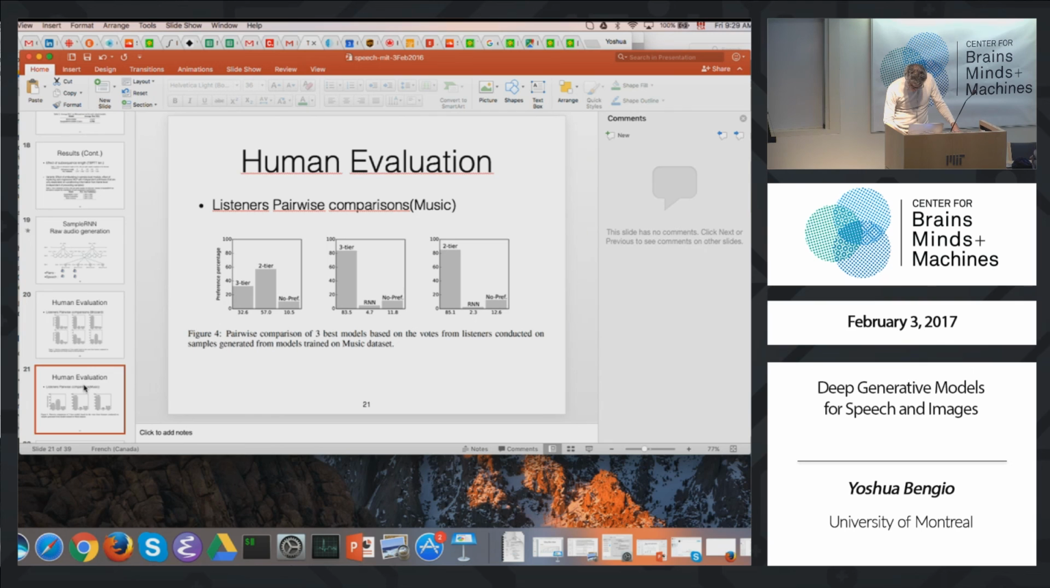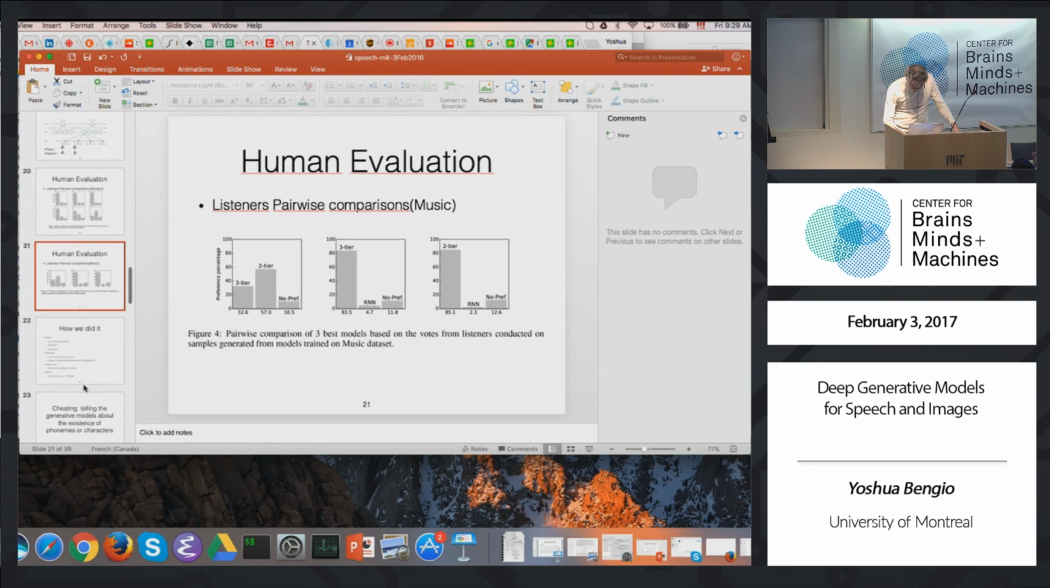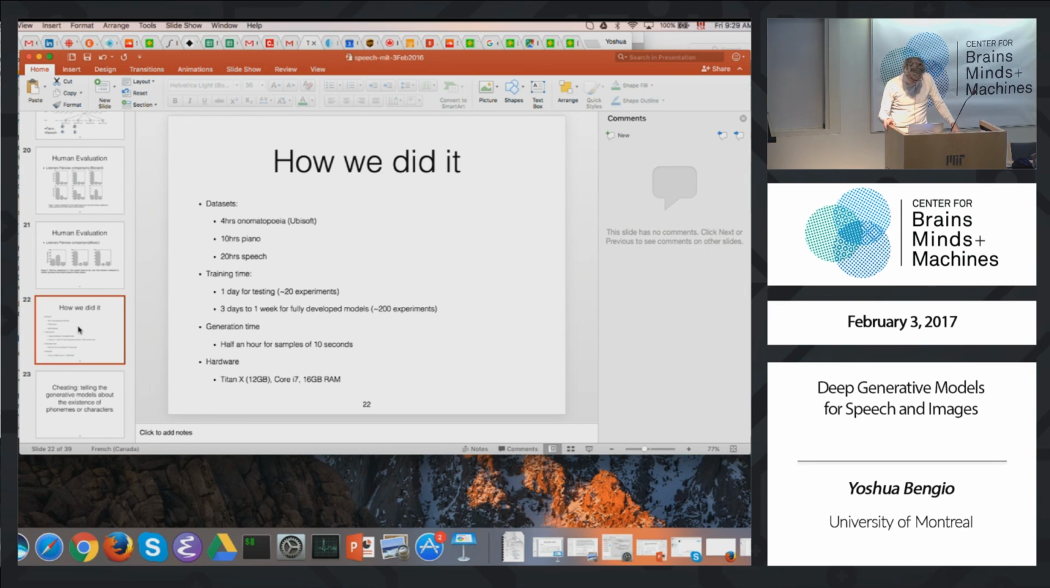And this is for music, where you see similar results. A little bit of the details. We trained on a few hours of data. Training time took from 1 to 3 days or a week. And generation time is very slow because we're generating sequentially each acoustic sample.